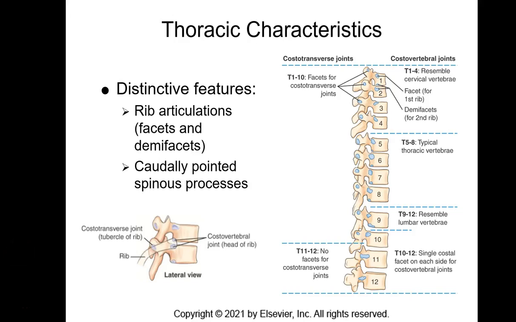Hello and welcome to part 5 of spine anatomy. In this lecture, we're going to talk about specific characteristics of thoracic vertebrae.